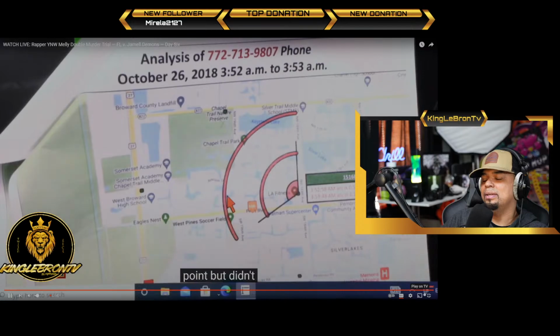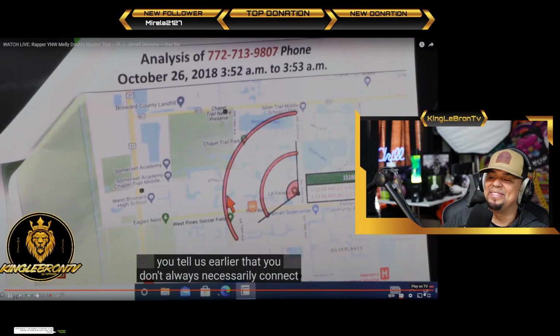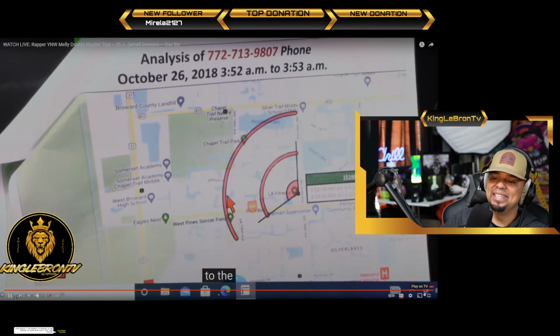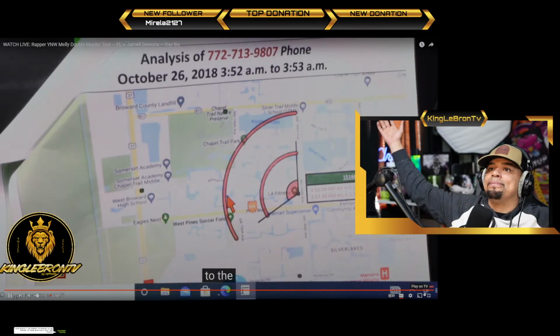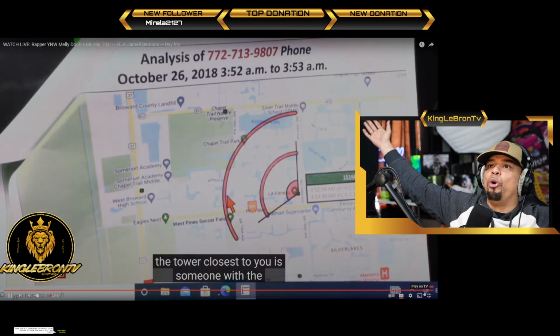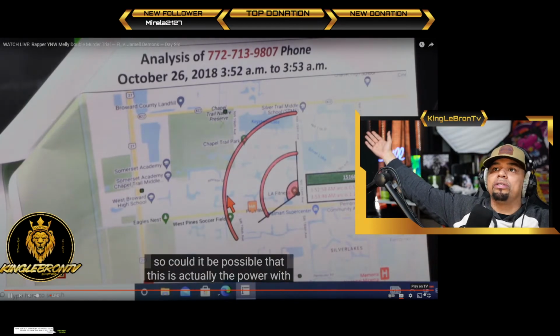But didn't you tell us earlier that you don't always necessarily connect to the tower closest to you? It's the one with the best signal. So could it be possible that this is actually the tower with the best signal?